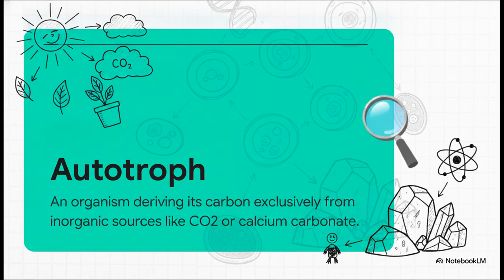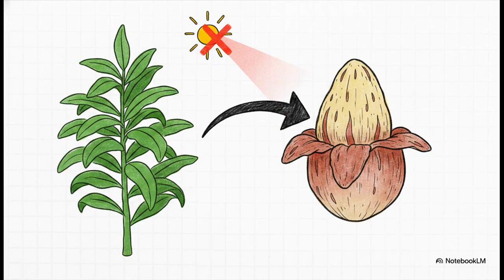Now let's challenge something you probably learned back in elementary school. An autotroph is not simply an organism that makes its own food. The strict, true definition is an organism that derives its carbon exclusively from inorganic sources, like pulling carbon right out of CO2 in the air, or literally extracting it from calcium carbonate rocks. And this completely shatters our standard assumptions.